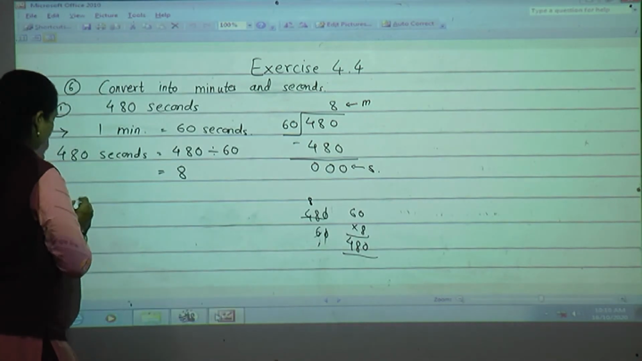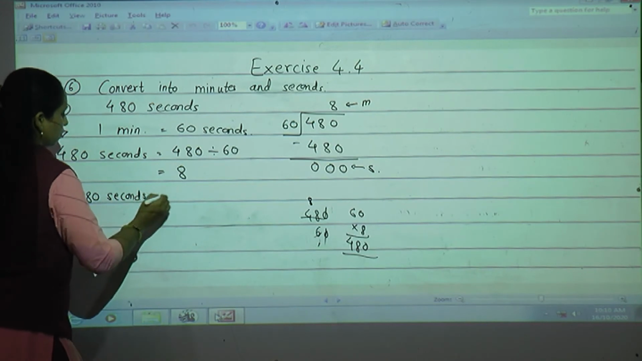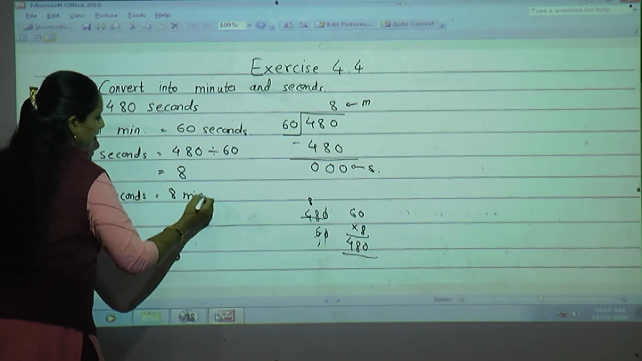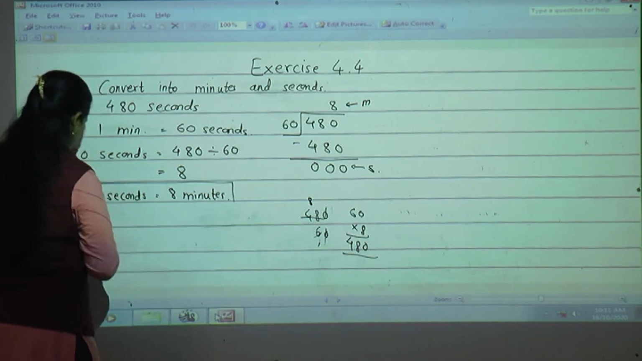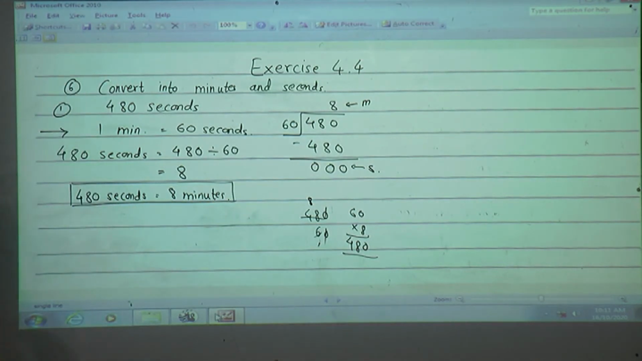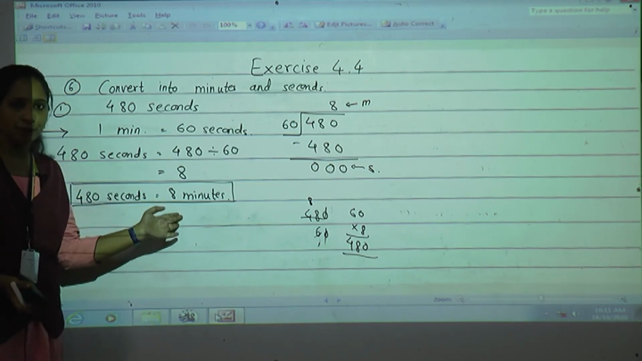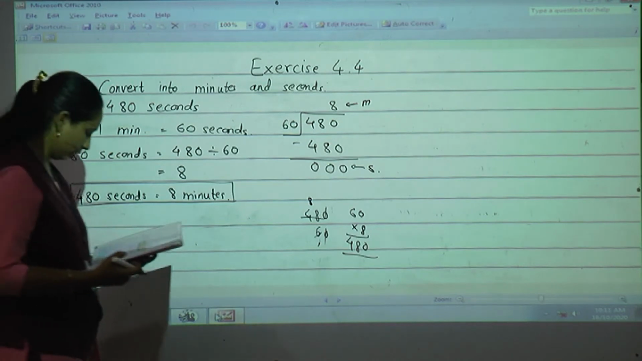So write once again. 480 seconds is equal to 8 minutes. This writing is very important, students. Otherwise you will lose the marks here also. So what you have done exactly, whether you have converted into hours, minutes, seconds, if you don't write, how will we come to know? Not at all. So it is very important, you have to write and do the bracket in this way by using scale and pencil. The presentation will be good.